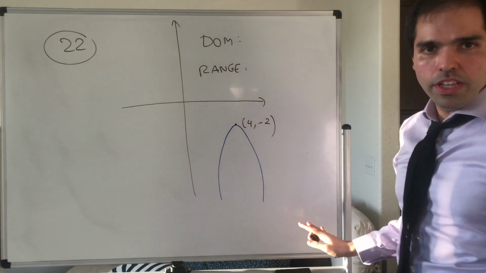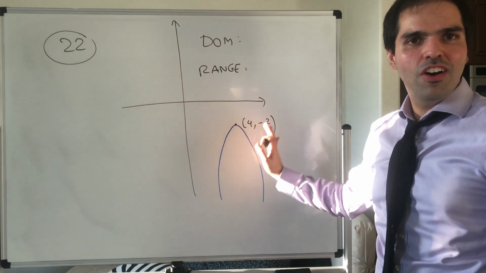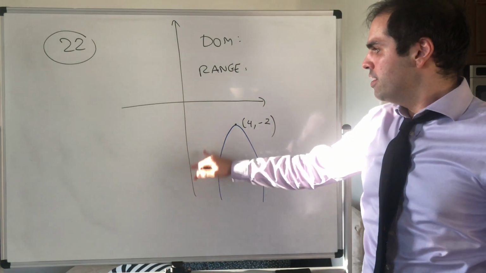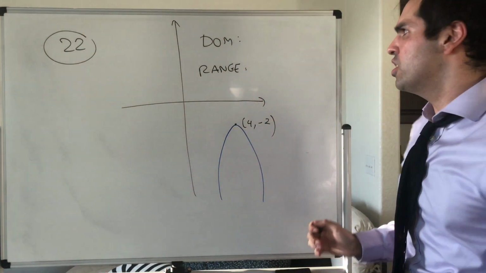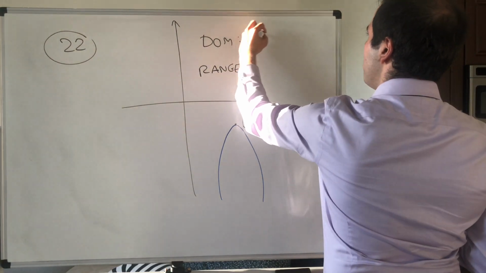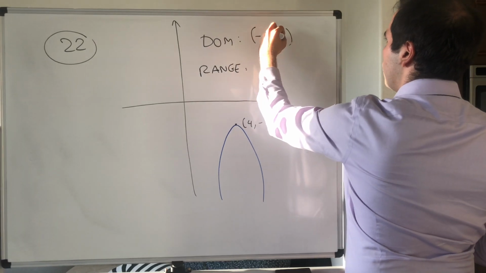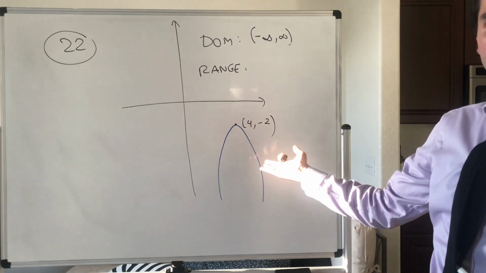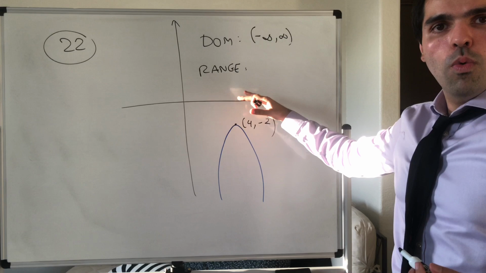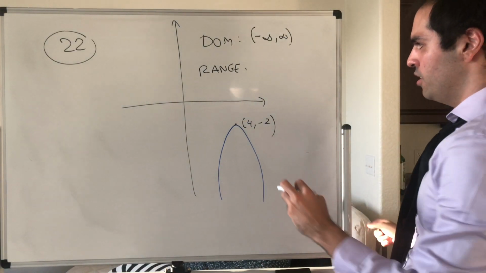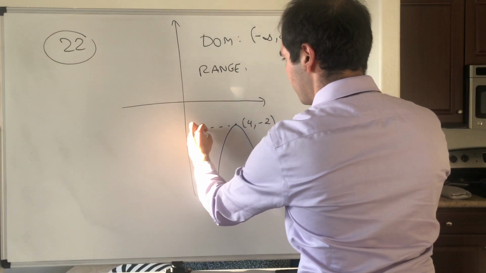Domain, super easy. For quadratic functions, they're defined everywhere. So there's no illegal value here where it's not defined. So the domain is just minus infinity comma infinity. What's slightly trickier is what is the range? In other words, what are all the possible values of this function?